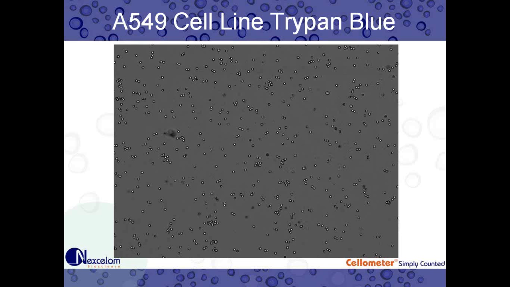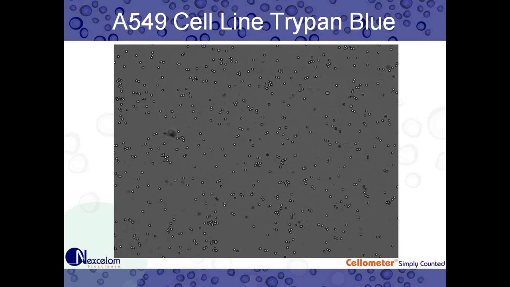I also have images of cells stained with Trypan Blue using some of our other instruments. So here we have the SF9 insect cell line, and this image was taken with an Auto T4. And this is also a nice clean sample again, and you can see the clearly Trypan Blue positive cells, though they're not too many.